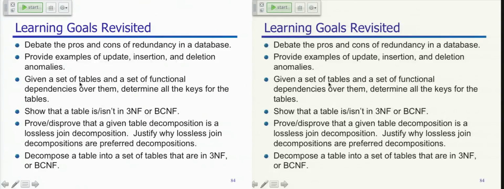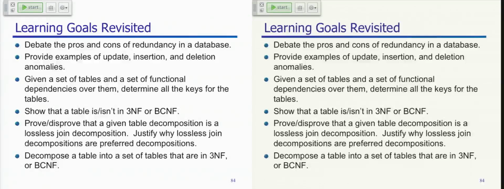Provide examples of update, insertion, and deletion anomalies. We covered quite a bit of those. Given a set of tables and a set of functional dependencies, determine all the keys. So make sure that you're comfortable with finding minimal keys and also super keys. Show that a table is or isn't in 3NF or BCNF. Prove or disprove that a given decomposition is lossless. If you don't use BCNF and you're just randomly splitting tables, you might get lossy decompositions. And also be able to decompose a table into a set of tables.